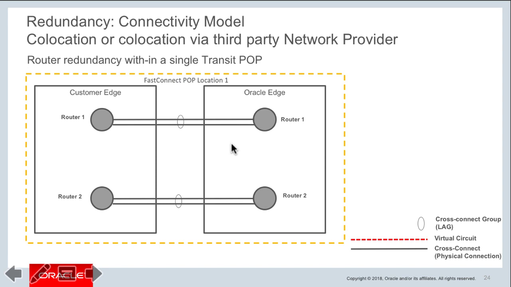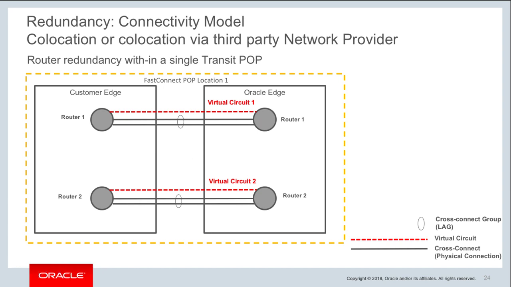In this case, if you are co-located in that FastConnect data center location, you can have cross-connect groups for each and connect with each physical router. So you are connecting with router one in POP location one, and you are also connected to router two in POP location one. You have a cross-connect group with multiple cross-connects in it. You can then create a virtual circuit for each cross-connect group.